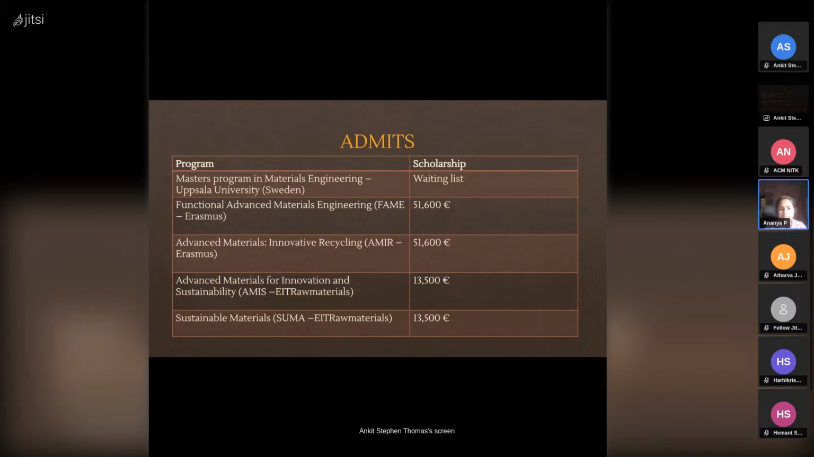And the other 2 programs were the EIT Raw Materials program, which was the AMIS and SUMA programs, in which, again, that was a confirmed scholarship, of which I received 13,500. So that's why I would suggest you really try for these programs. Also, there's no application fee to apply to any of these programs, the Erasmus Mundus and the EIT programs.